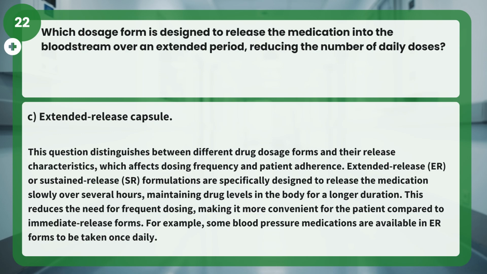Answer: C. Extended release capsule. This question distinguishes between different drug dosage forms and their release characteristics, which affects dosing frequency and patient adherence. Extended release, ER, or sustained release, SR, formulations are specifically designed to release the medication slowly over several hours, maintaining drug levels in the body for a longer duration. This reduces the need for frequent dosing, making it more convenient for the patient compared to immediate release forms. For example, some blood pressure medications are available in ER forms to be taken once daily.